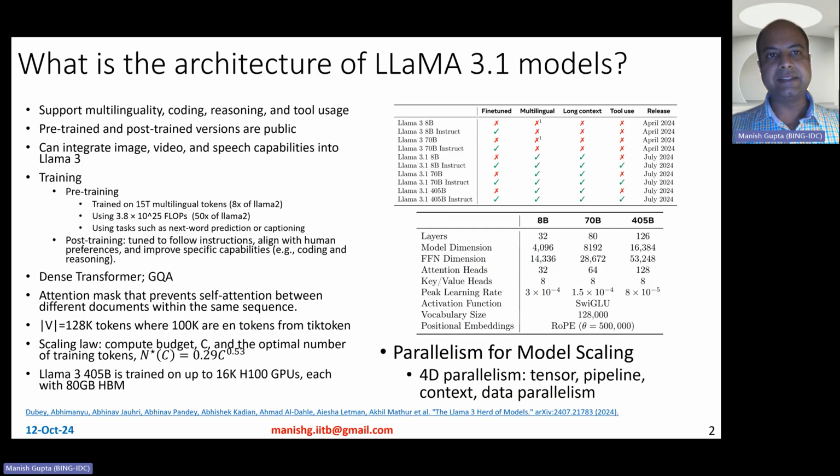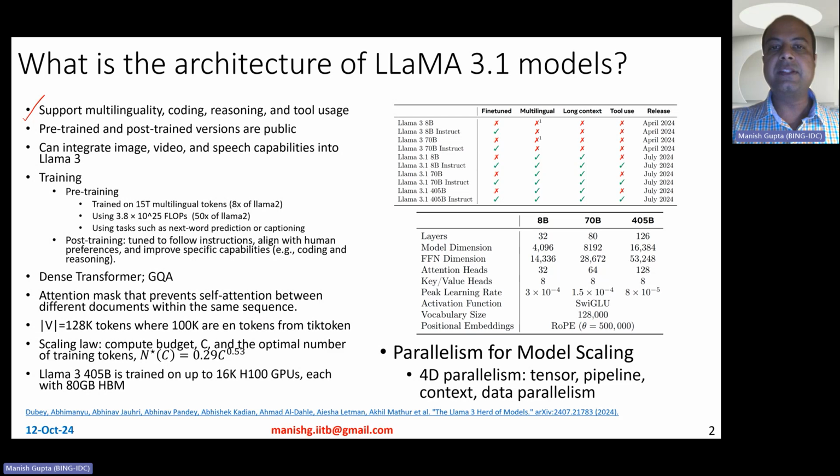So let's get started with first asking this question: what is the architecture of Llama 3.1 models and what are they supposed to be meant for? How are they different from Llama 2 models? Okay. So the Llama 3.1 models, of course from Meta AI, support multilinguality, coding, reasoning, and tool usage.